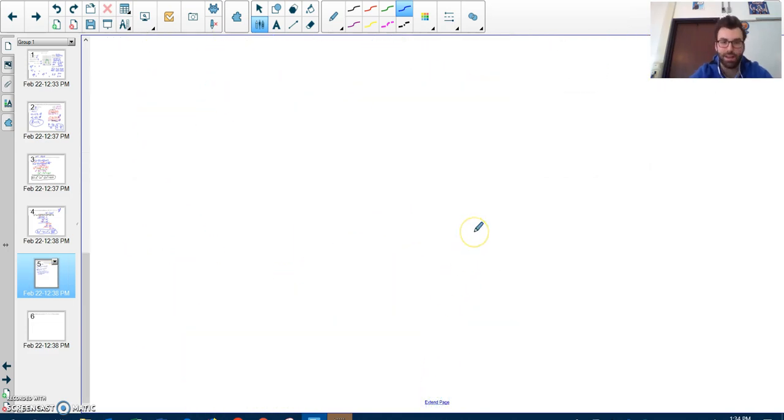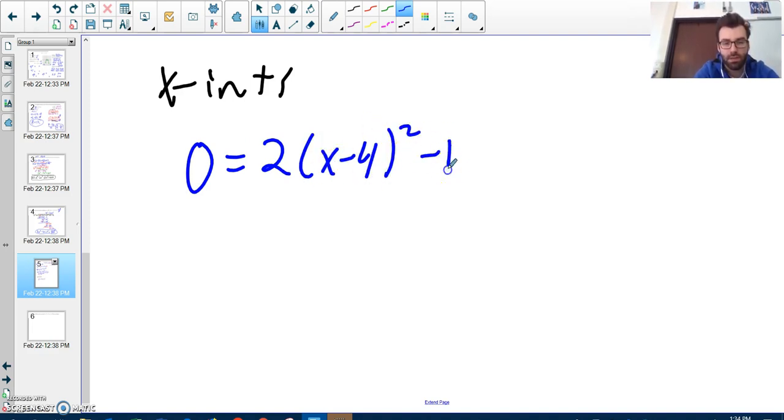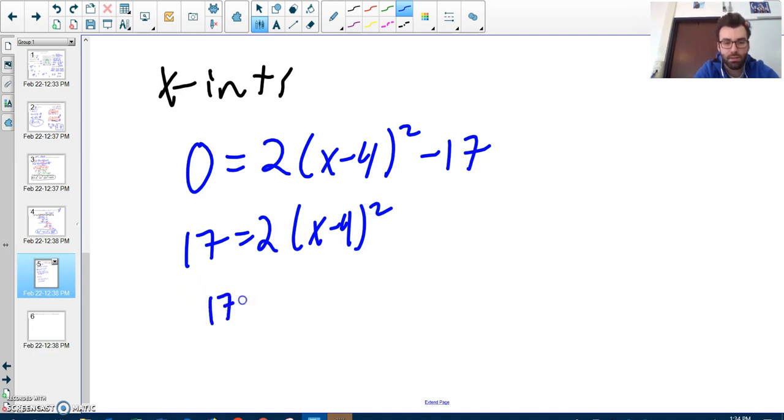Okay. Next thing, I need to find my x-intercepts. So I'm going to set my vertex form equal to 0, or my original function equal to 0. I'll just use vertex form. It's going to be easiest. Add the 17. Divide by 2. Square root both sides.